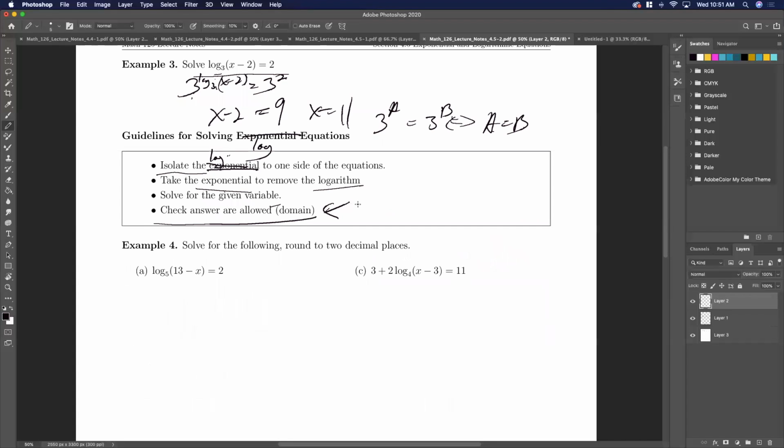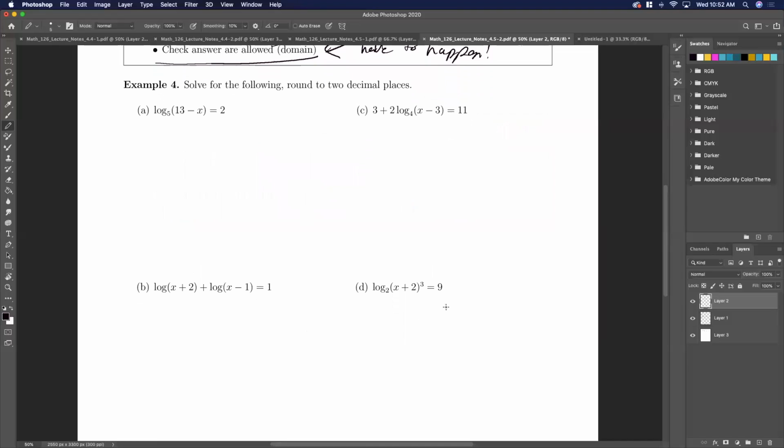So this is a new step. You have to do this. This has to happen, right? If not, you're going to get wrong answers. Okay, so let's explain how we did it. Let's just crunch through a couple of these.